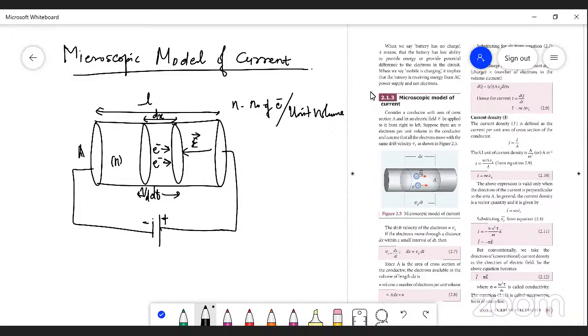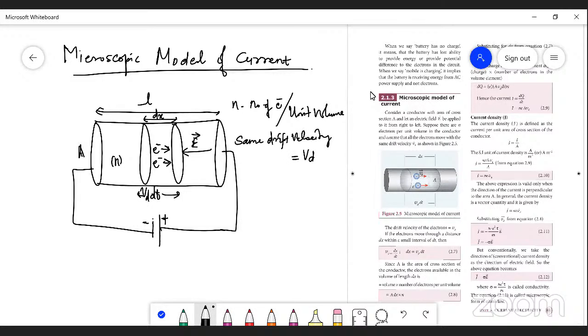All the electrons inside the metallic conductor are getting drifted from left to right with the same drift velocity Vd. See this idea. They are moving with the same drift velocity Vd.